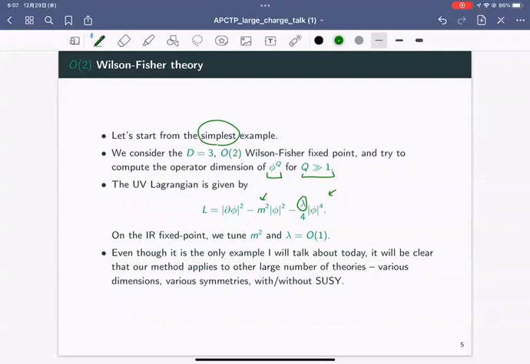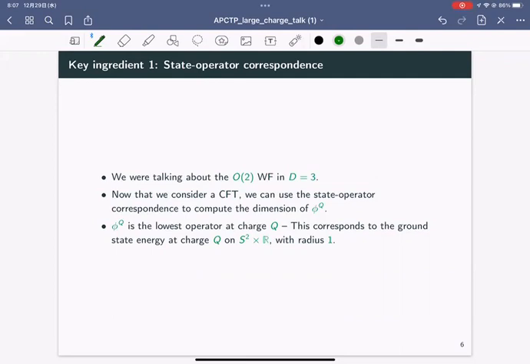So good. We were talking about the O(2) Wilson-Fisher fixed point in d equals three dimensions. Now that we are considering a CFT, we can use the state-operator correspondence to compute the dimension of phi to the q. Meaning, there is this operator phi to the q, and it corresponds to a state phi to the q on S2 cross R. And we can also use the fact that phi to the q is the lowest operator at charge q. This is sort of a definition of it.